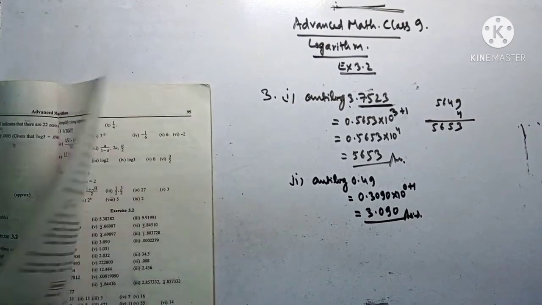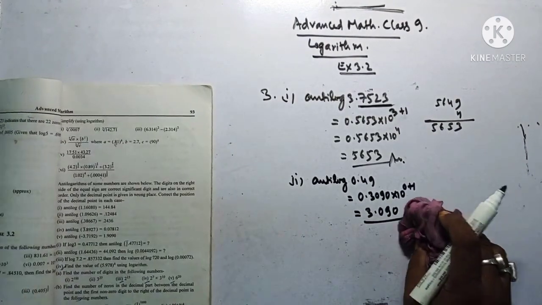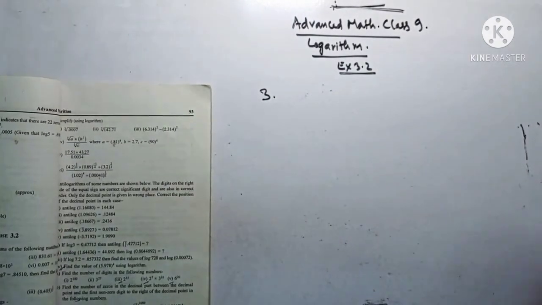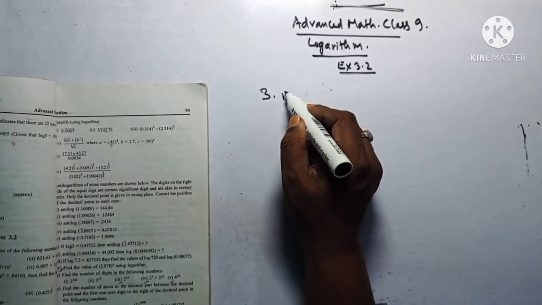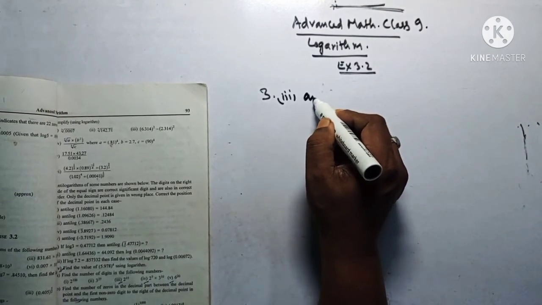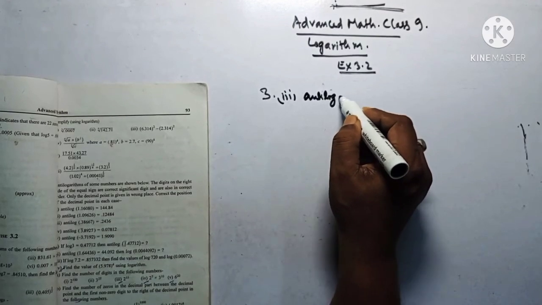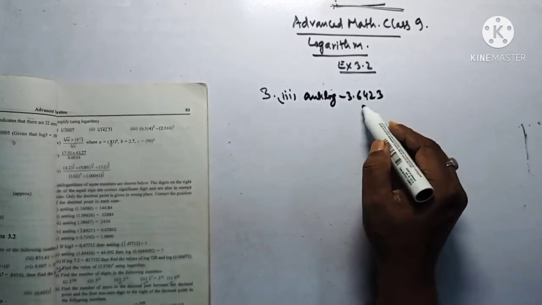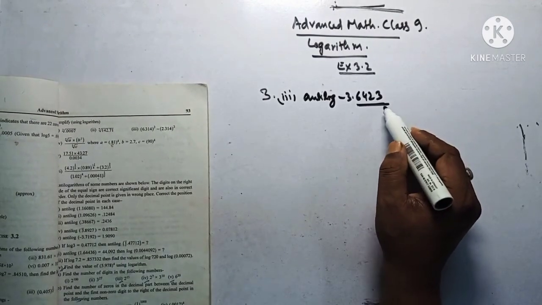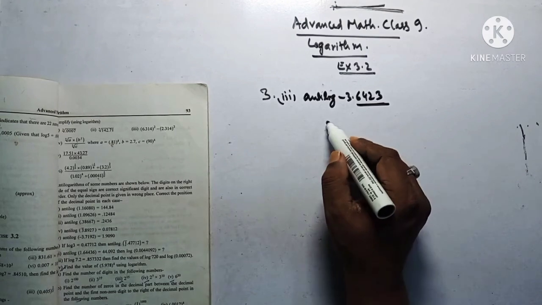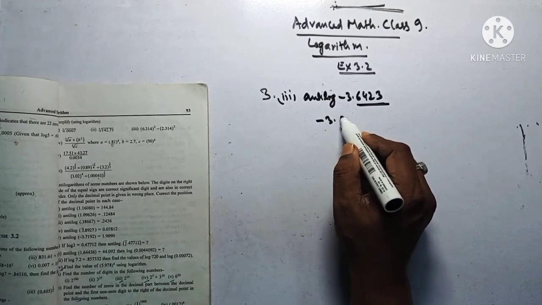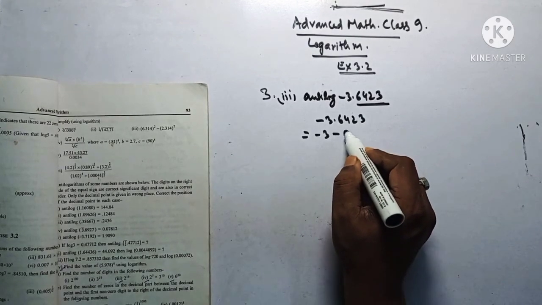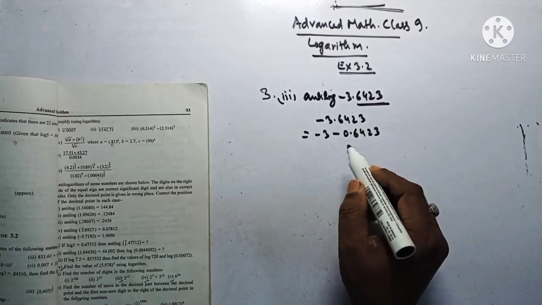Now I am going to question number 3. See, this is antilog of minus 3.6423. You remember, this mantissa part can never be negative, so you have to first of all make it positive. That means minus 3.6423, this means minus 3 minus 0.6423, so you have to make this positive.